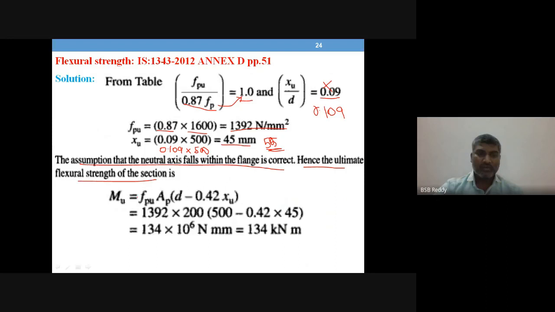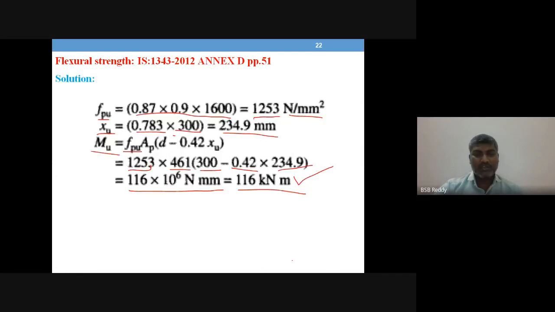Hence, you can use the formula Mu is equal to FPU AP into D minus 0.42 XU. So substitute all those values that you read from the table and also the given data. The XU value in the textbook is not correct. Just calculate for 0.109 into 500, then use that value. Okay, so you will get roughly around 135 kilonewton meter as the moment of resistance value.